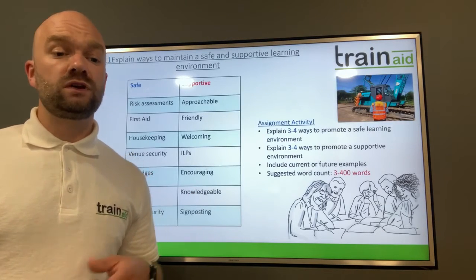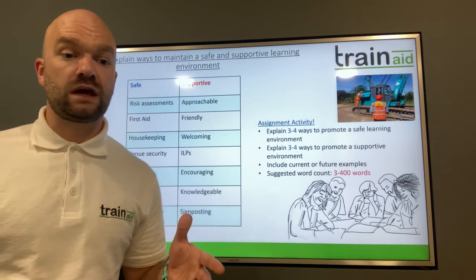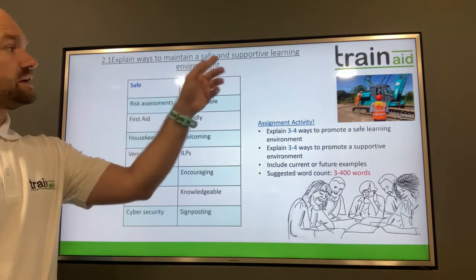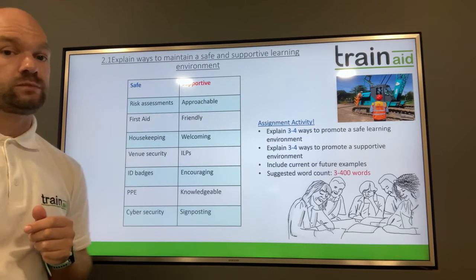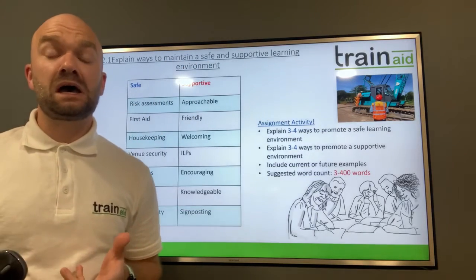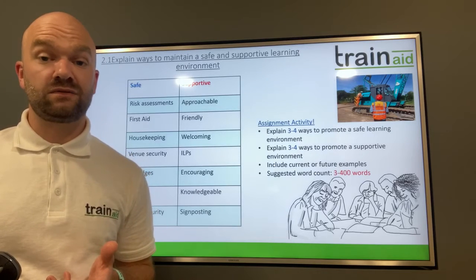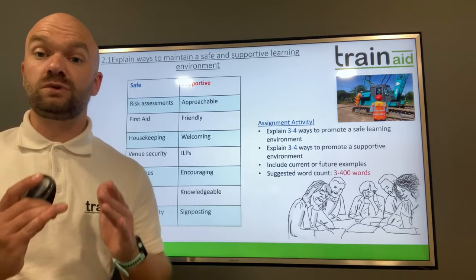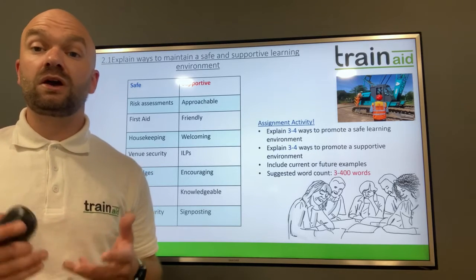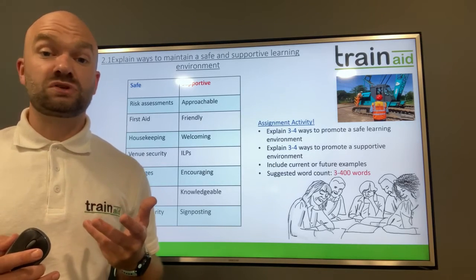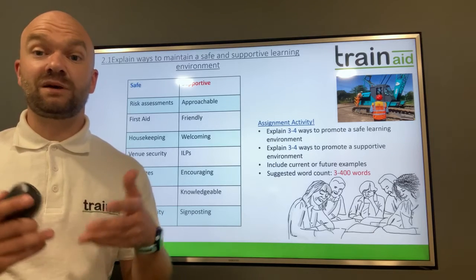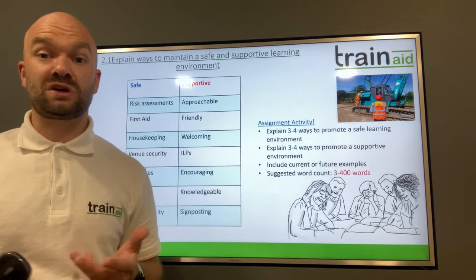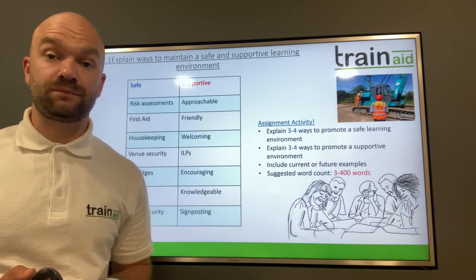Okay, so we're moving on to our next criteria, so we're looking at ways in which we can maintain a safe and supportive learning environment. Again, this ties in with Maslow's hierarchy of needs. If learners feel both safe and supported, they're going to move up the pyramid, and they're going to feel that they can realise their potential, they can self-actualise, and they can obviously move on to different courses once they've achieved that.